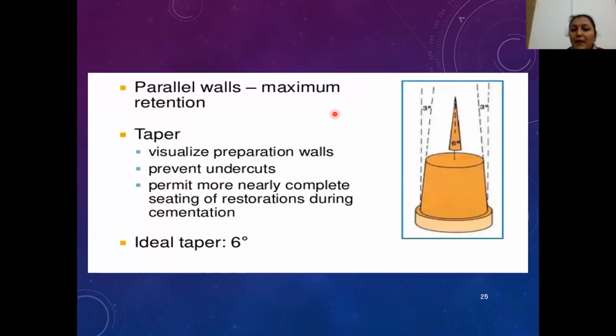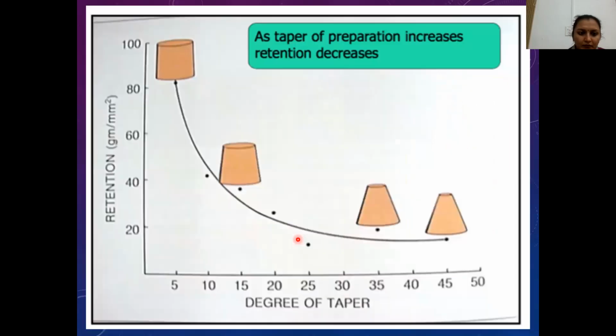Parallel walls offer maximum retention. Taper is usually needed to visualize preparation walls, prevent undercuts, and permit more nearly complete seating of the restorations during cementation. The ideal taper is 6 degrees. As the taper of the preparation increases, the retention decreases. That means the taper and retention are inversely proportional to each other.